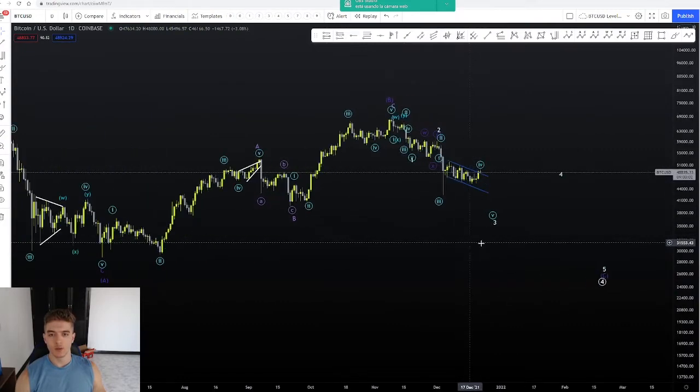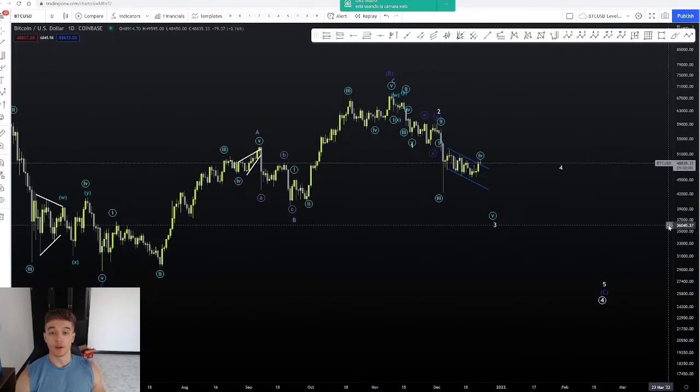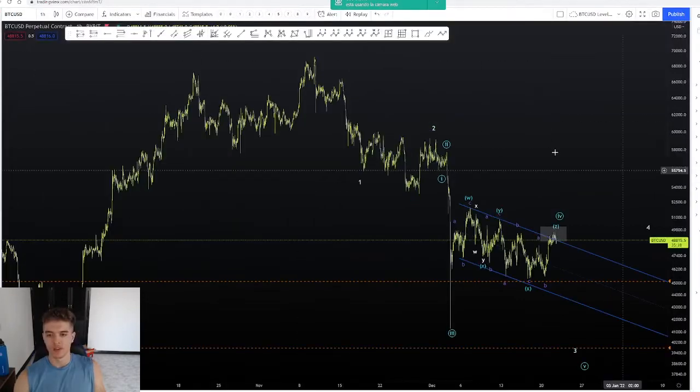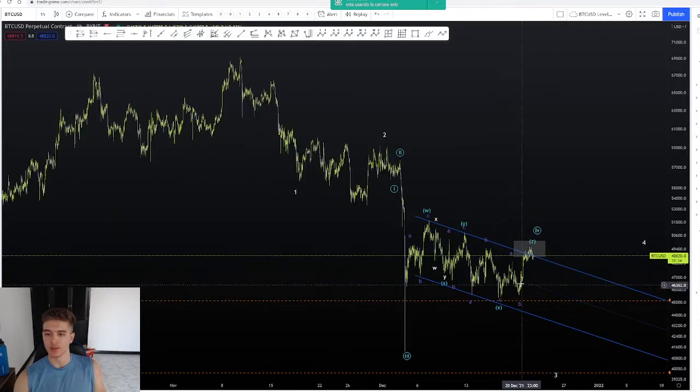So let's zoom into this wave C to get a better picture of what's going on. Let's go into the 1 hour chart. So this is my preferred count in the lower time frame, which is basically for this minute wave 4, a W, X, Y, X, Z.